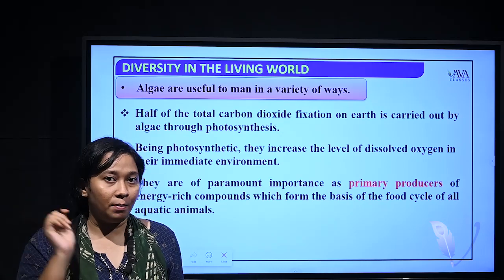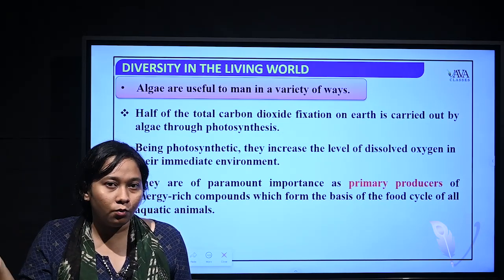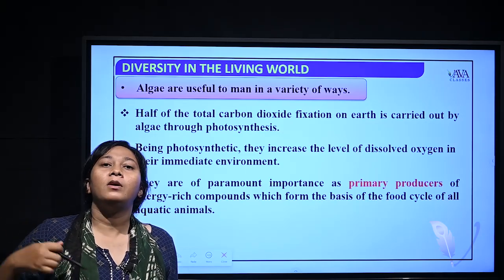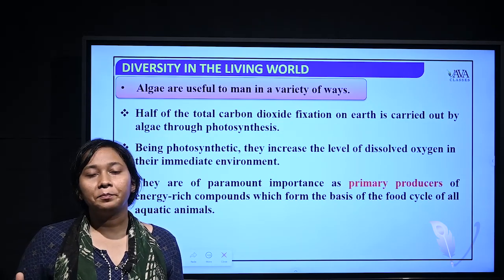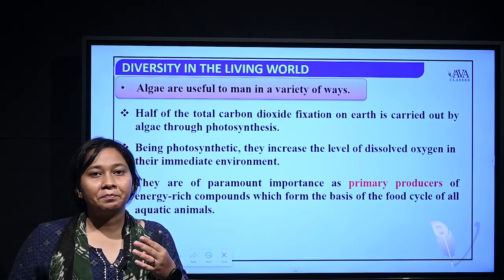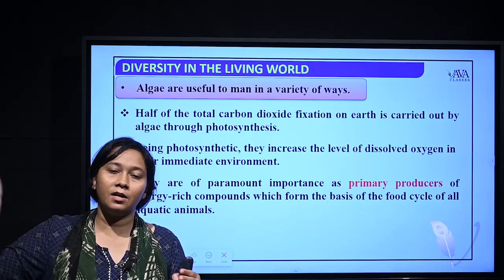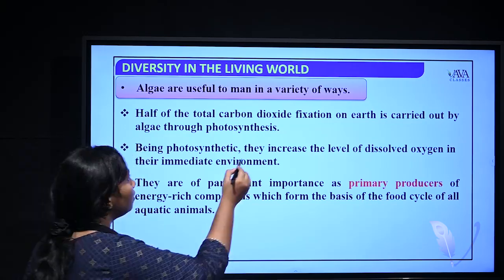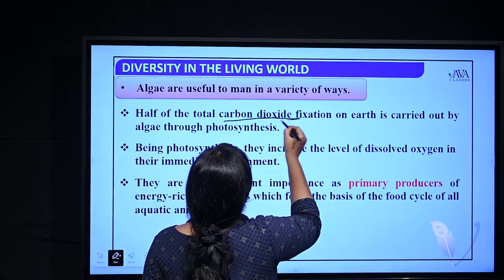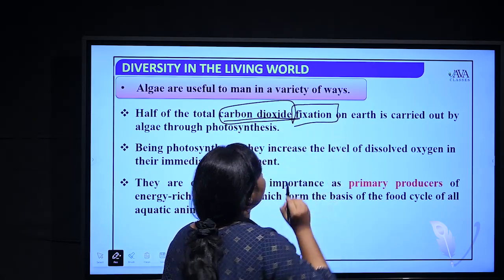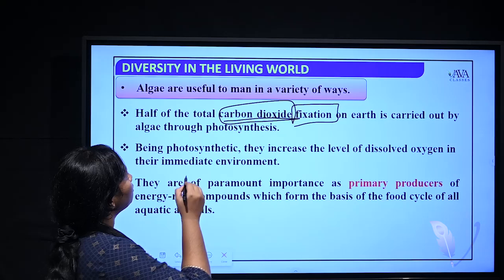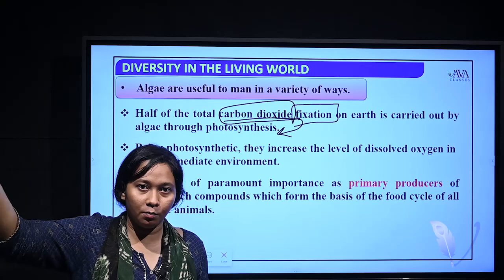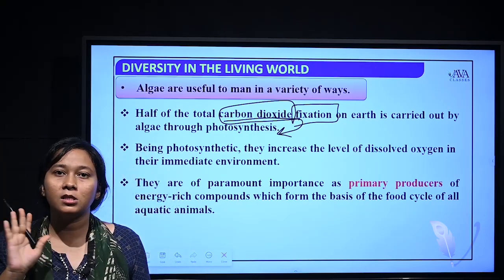As algae are plants, they can synthesize their own food, so they can perform photosynthesis. If they perform photosynthesis, then what will they do? They will take carbon dioxide from the habitat, from the atmosphere, and in return they will give us oxygen. Carbon dioxide is needed for the process of photosynthesis. So they will take carbon dioxide from the atmosphere, and in return they will provide us the oxygen.